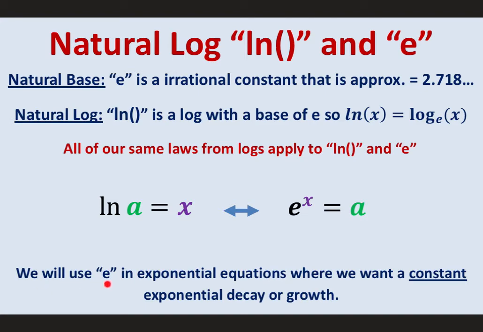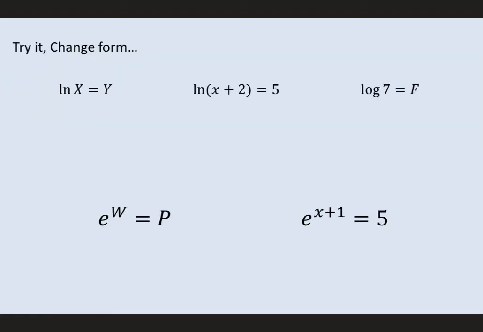We will use e in exponential equations where we want constant exponential growth and decay, so modeling kind of real world change as things change rapidly in later sections here. But this is just our first introduction to it. So really, all you need to know is it's a number. That number is about 2.72 or 2.718, and ln is log base e. Other than that, everything's the same.